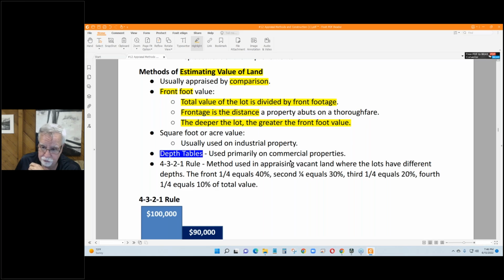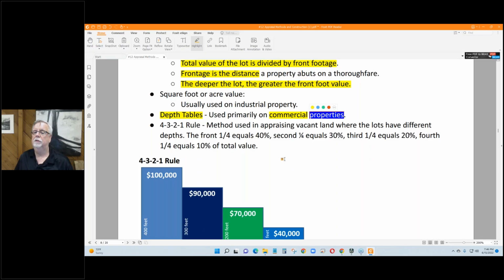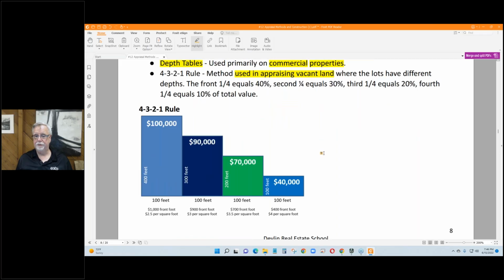Depth tables would be used in commercial properties, and they sometimes follow what's called the 4-3-2-1 rule, which is used in appraising vacant land, where lots have different depths. Now, over the years, I've sometimes had a math example, sometimes didn't have an example. This isn't a heavily tested area on the state exam, but you can get a question on it. And I just thought this would be worth going through.